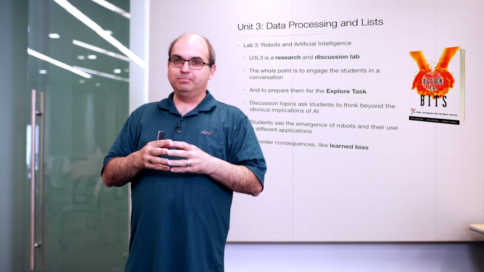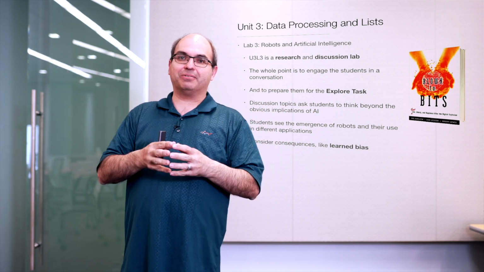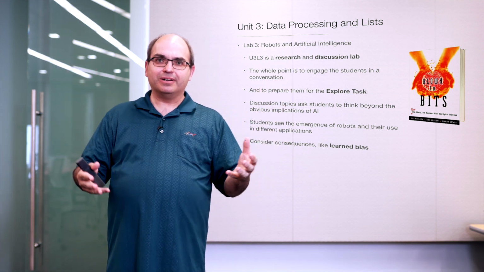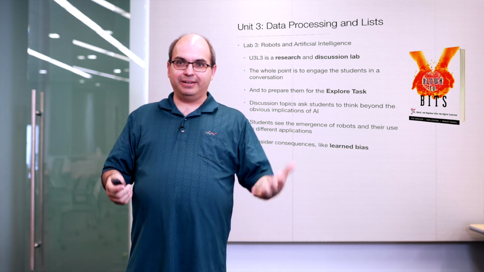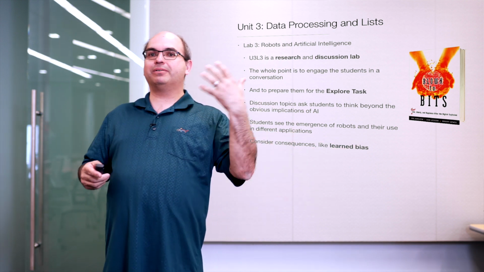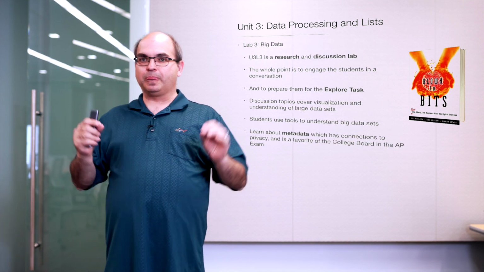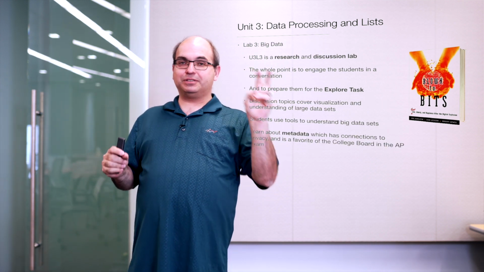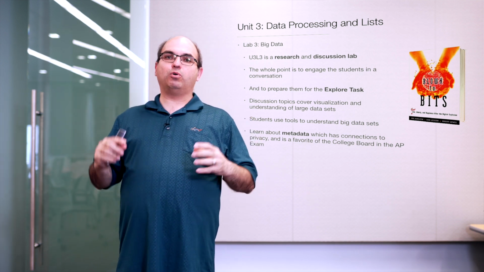Okay, they also see things like robots. I mean, that's robots and AI, right? So how do robots work? Helping us with manufacturing, helping us with this and that. Again, that's something that they can learn about, they can research, they can bring back to the classroom and discuss. There's a bonus here. We actually have 2 of these labs in this unit. We have another one on, quote, big data.